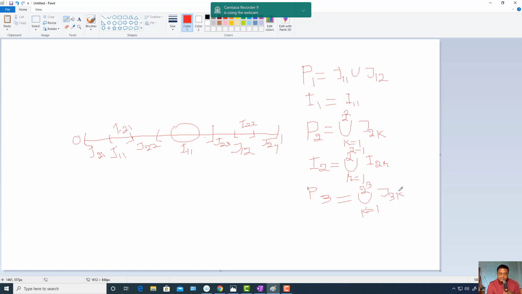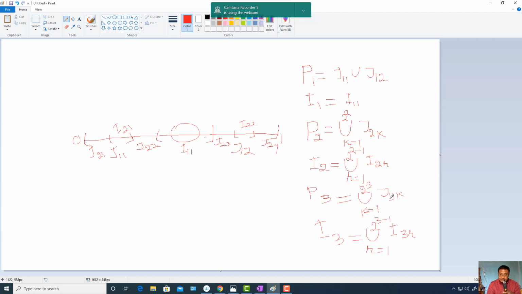J3K. All right. So similarly, what is the removed interval? I3. I3 is equal to how much? Here R is running from 1 to 2 to the power 3 minus 1, and the name of the removed open interval is I3R. Okay, so this is the third step.